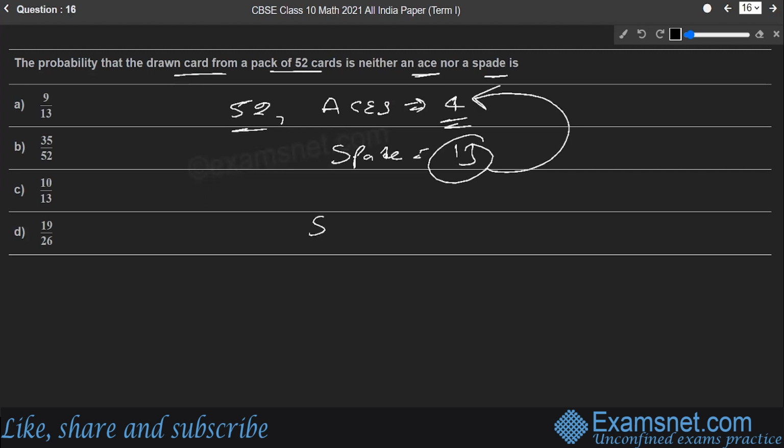So if we want to count spades plus the ace cards, we have to count spades equal to 13, and only 3 aces will count because one ace has already been covered in this 13.